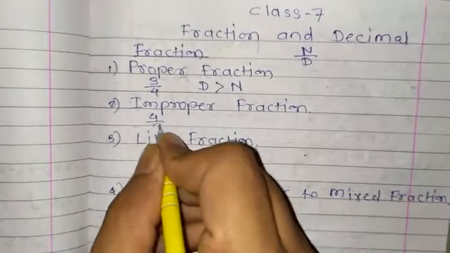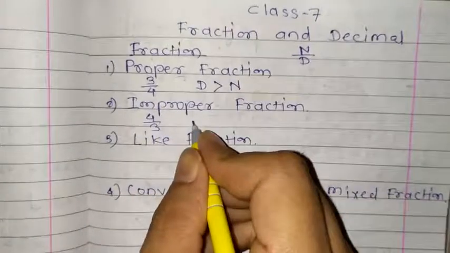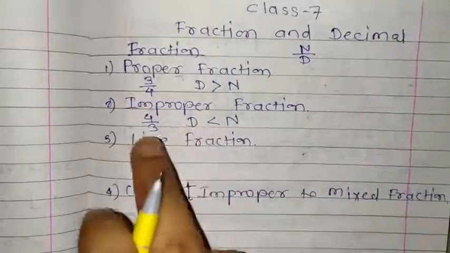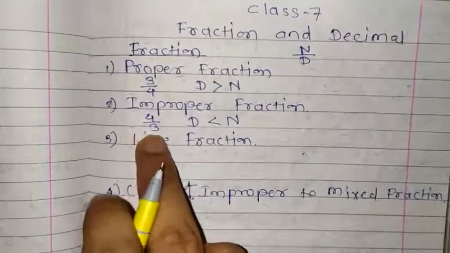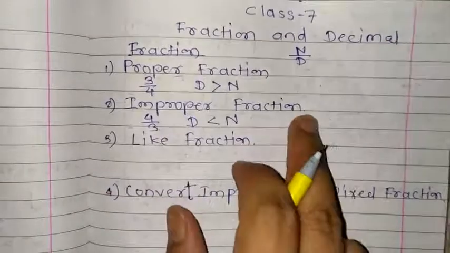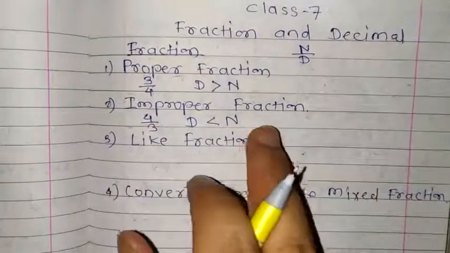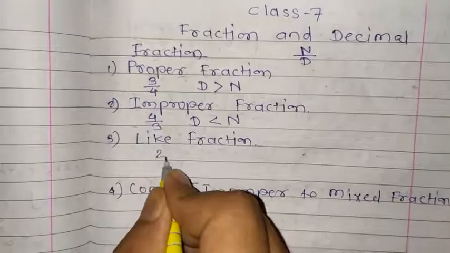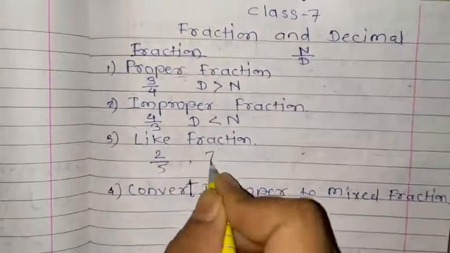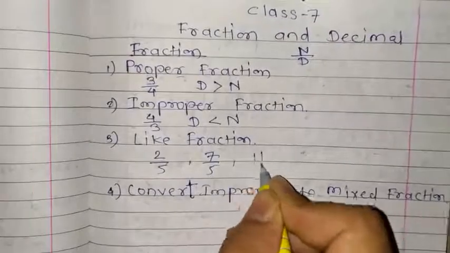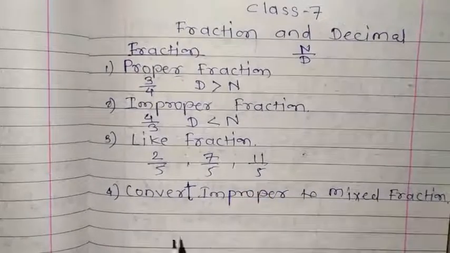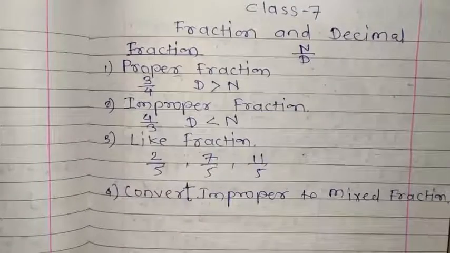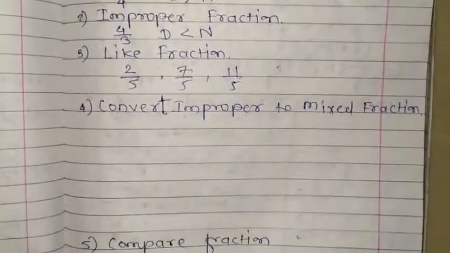Now I just reverse that number, and here the denominator is less than its numerator. So this is an improper fraction, because the numerator is greater. Next one is like fractions. Suppose I take the example of 2 by 5, 7 by 5, 11 by 5. These are all like fractions. Why? Because their denominators are the same. That is what like fractions are.